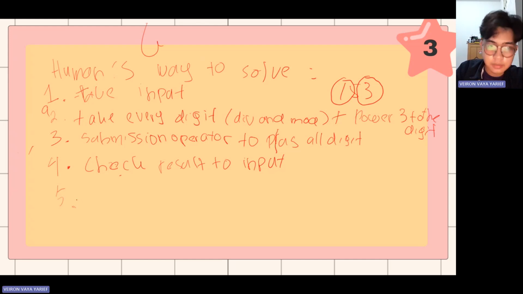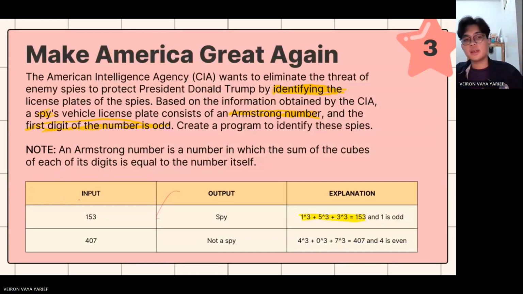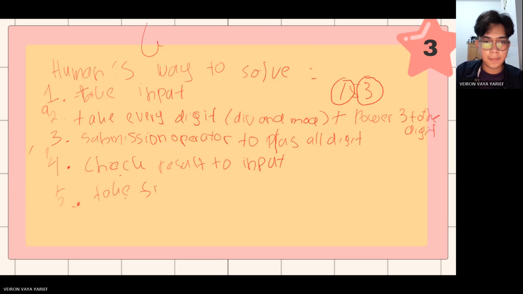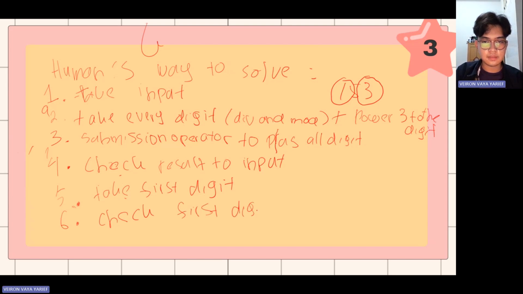Does it end here? No. In the question, it says and the first digit of the number is odd. We need to take the first digit. And the last step is to check the first digit.